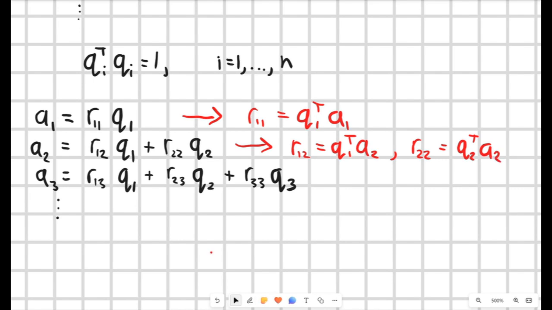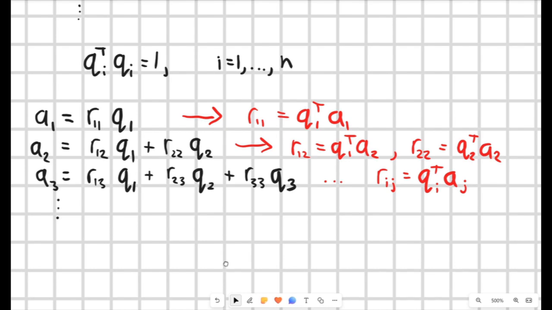Then we can keep repeating that process, and what we find is that in general the constant Rij is equal to Qi transposed multiplied by Aj, or in other words, it's equal to the dot product between our ith orthonormal vector that we found from the Gram-Schmidt process and the jth column of our matrix A.